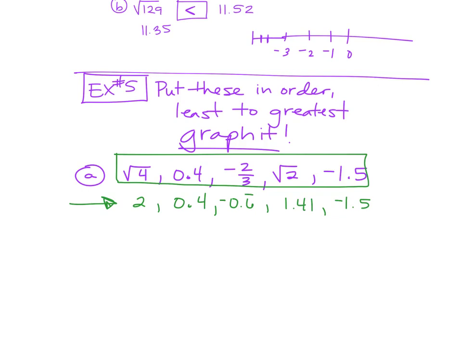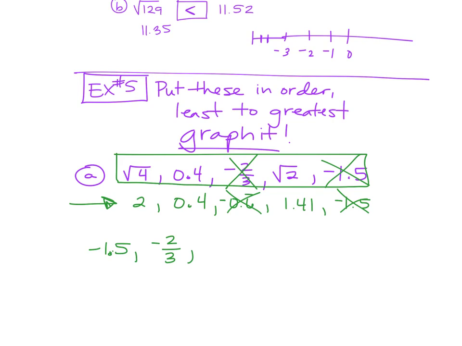Negative 1.5, right? Your negatives are always going to be the smallest one, so negative 1.5. Okay, so this one's done. What's going to come next? Which is actually what? Negative 2/3. So it is this, right? But don't use that one. Use the negative 2/3. Okay, so our negatives are done.